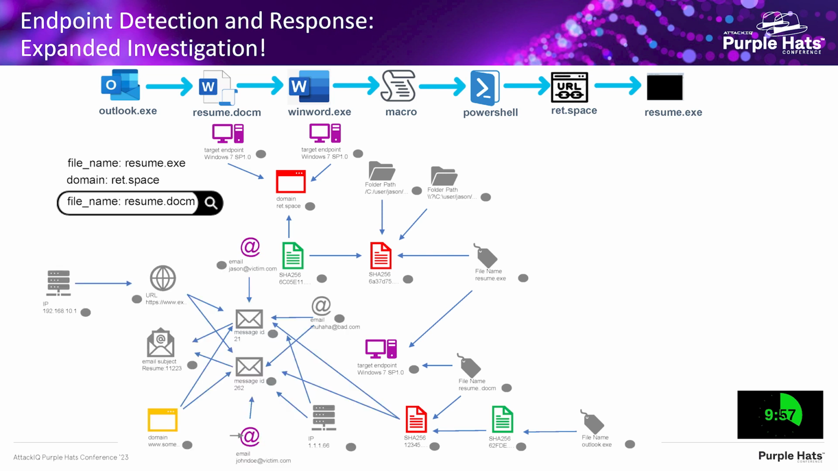But as we continue to look, we've got two message IDs. We see another person. We see John Doe and Jason at victim.com. You can see how creative I am. We see an IP address of the sender. We see an email subject line. We see a domain that's actually in the body of the email too, that's actually suspicious. We didn't even know about that one.